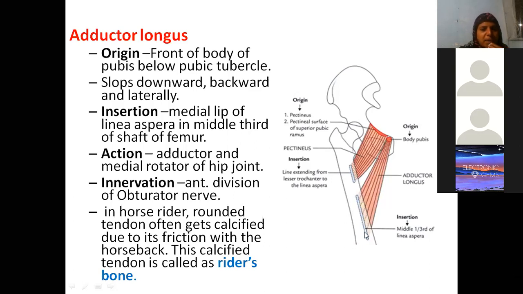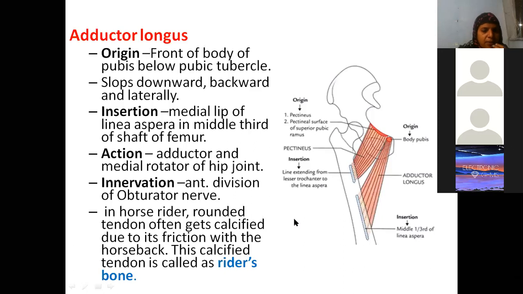Medial lip of the linea aspera. Isn't it? What muscles are taking origin from linea aspera, Hema? Vasti. Vasti were taking origin and adductors are taking their insertion. Now, the action of adductors is adduction and medial rotation of the hip joint. And for the nerve supply, just remember they are all supplied by obturator nerve. I will show you what this anterior and posterior division is in today's class as we proceed.